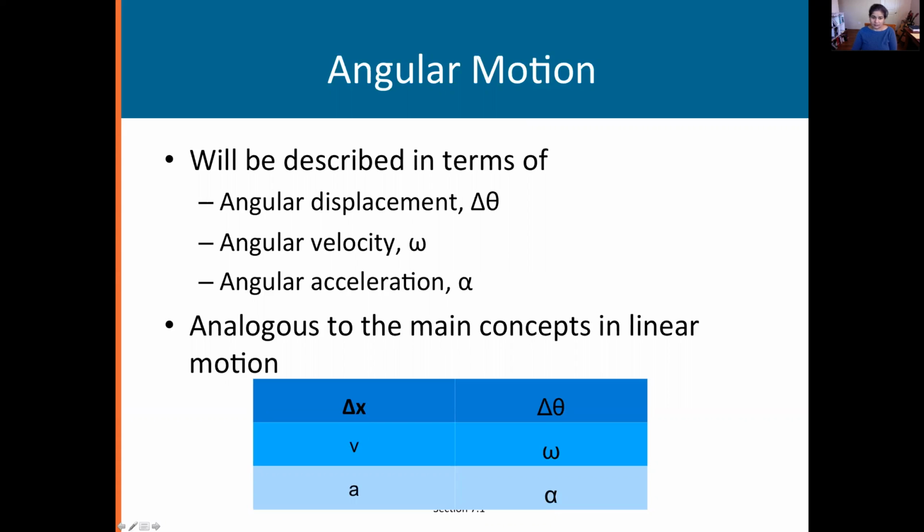These are the linear quantities, and these are the analogous angular or rotational quantities. So sometimes we'll refer to these as angular quantities, sometimes we'll refer to them as rotational quantities. It's the same. It can be done either way, okay? So you need to understand this equivalence.